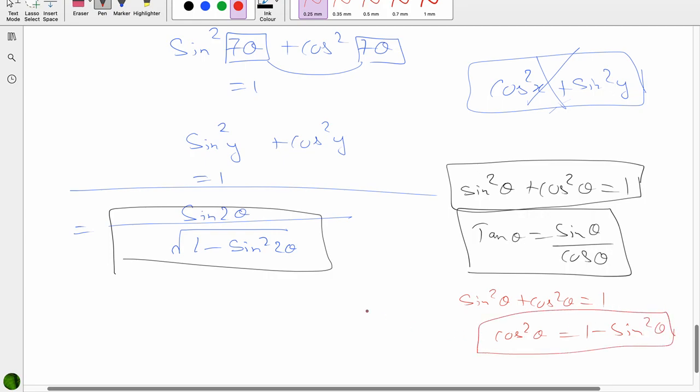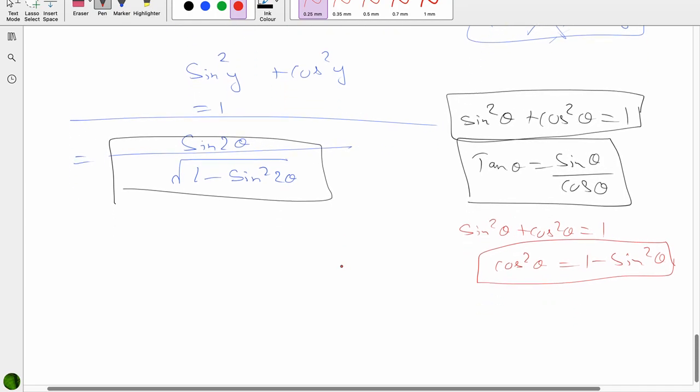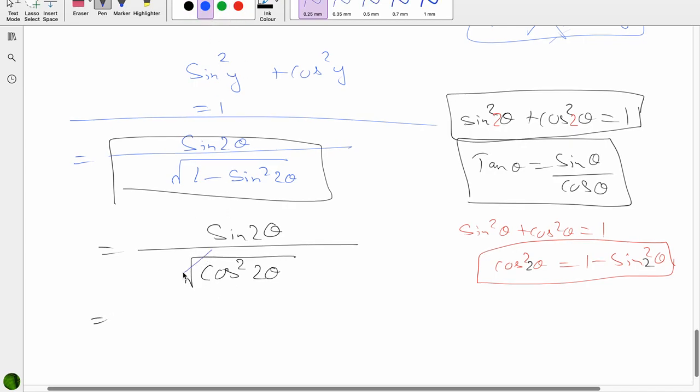Now if I use this, I can replace 1 minus sine square 2 theta. Makes no difference if you have 2 theta, the angle must be same and both of them must be squared. So if it is cos of 2 theta and 2 theta, we can just replace them. Numerator stays same, sine of 2 theta divided by 1 minus sine square 2 theta is being replaced with the last part, that is cos square 2 theta and square root. Now simple mathematics, square root cancels out with square, we are left with sine of 2 theta divided by cos of 2 theta.